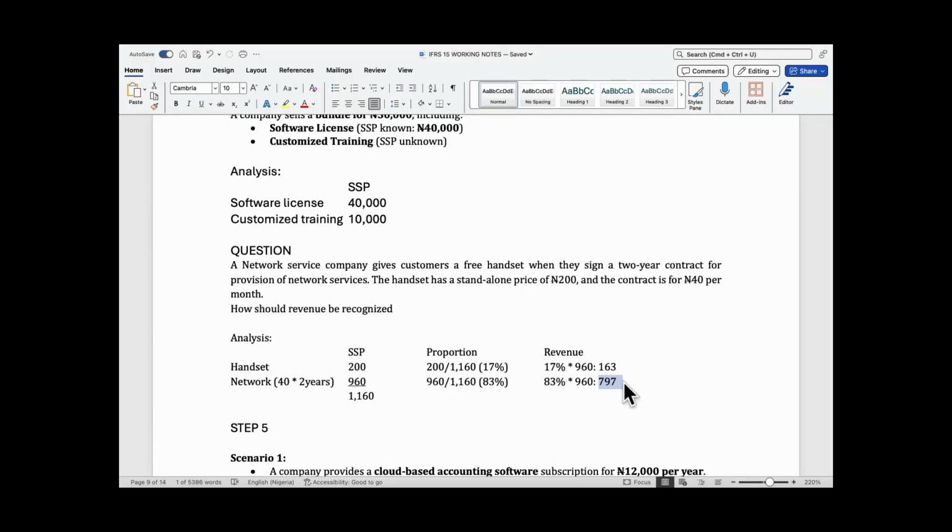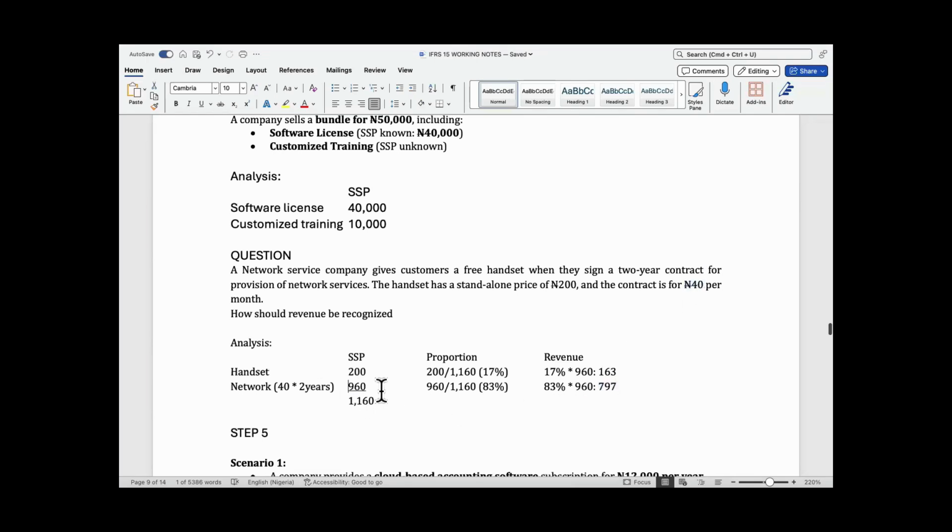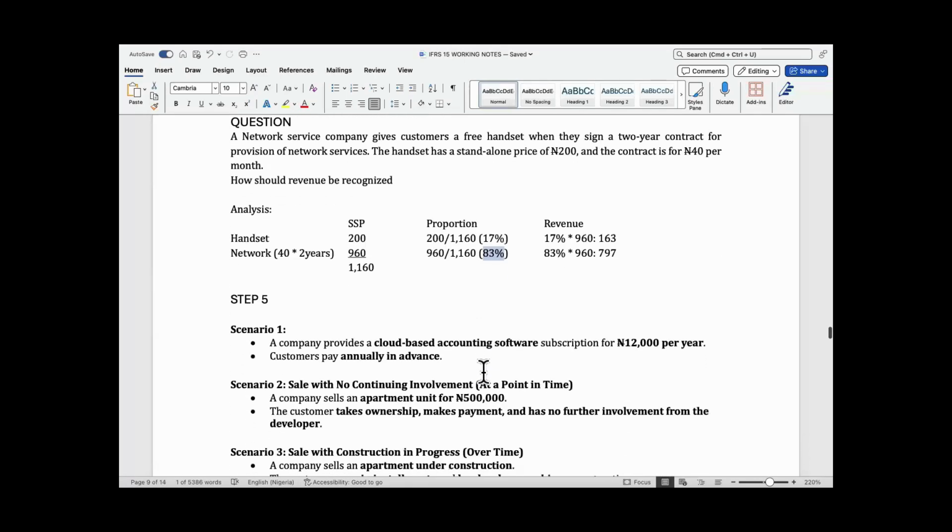So the bundle, the money you received for the two, which in this case is only 40 naira per month, translates to 960 naira. That's what we are going to share among those two services. And the basis of sharing will be their standalone selling prices, which for handset is 200, for network is 960. By the time we do a proportion, we're able to get this ratio, and that helped us to share that 960. That's the whole idea for step 4.